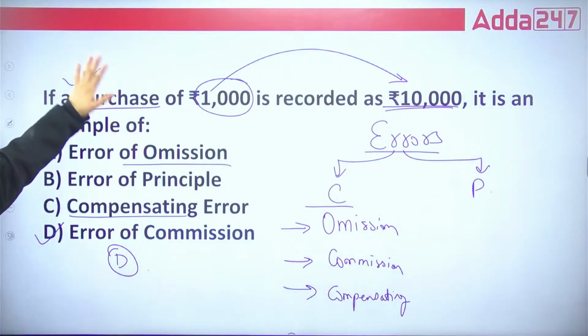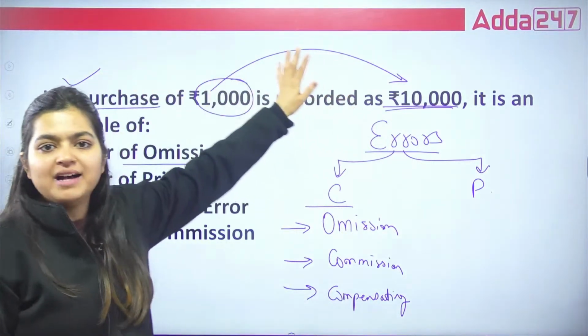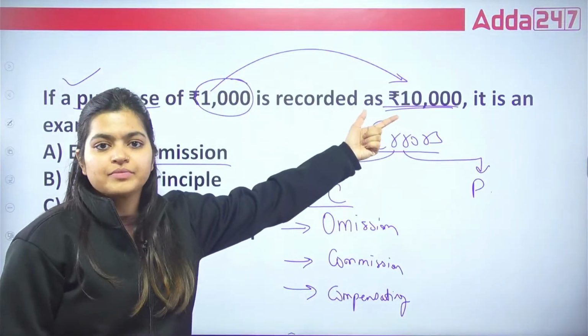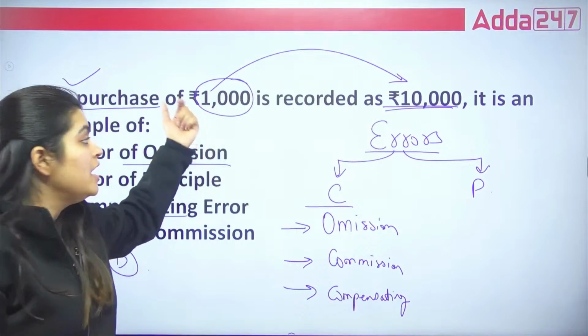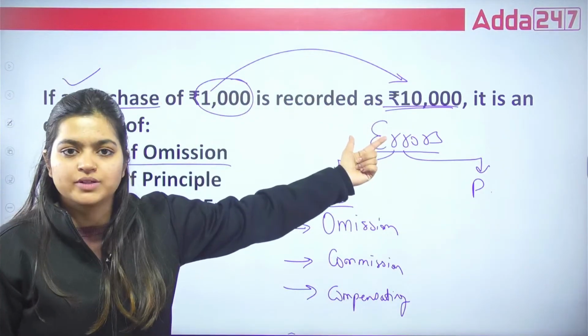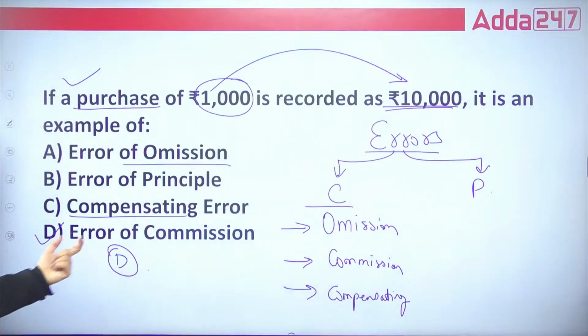But in this question, they have not omitted the entry. They have passed the entry, but while recording, they have made the error in the amount. That 1,000 is recorded as 10,000. So that is your error of commission. So the correct answer is error of commission.